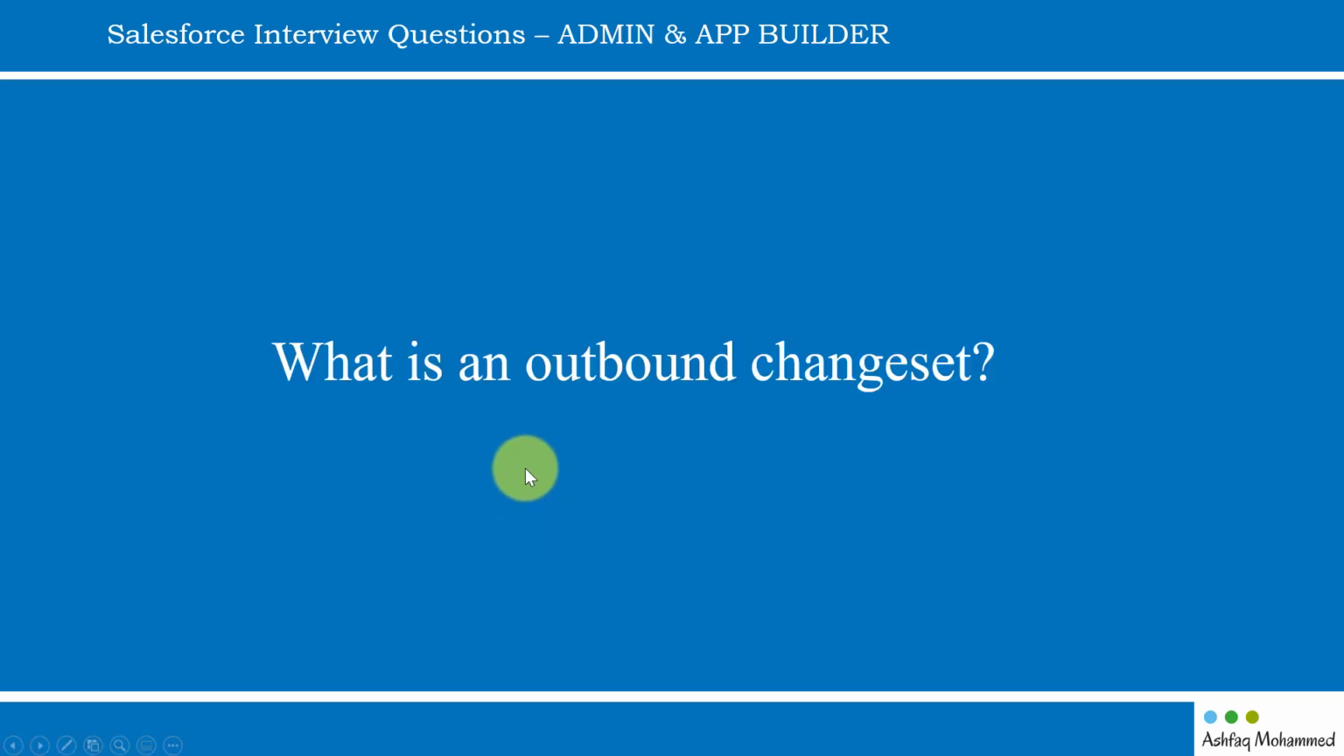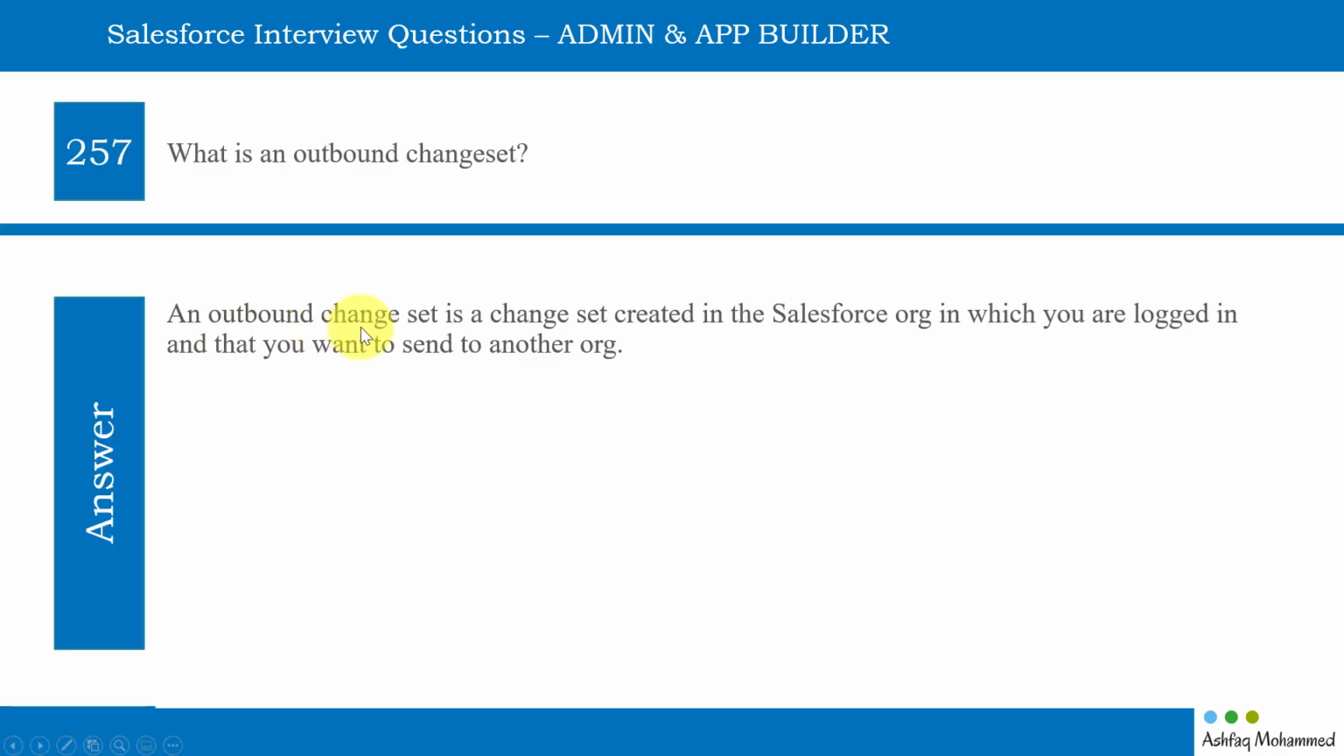Next one is, what is an outbound change set? I've said that we can use change sets. This is out of the box in Salesforce. We have outbound change sets as well as inbound change sets. So let's go and see what an outbound change set is. An outbound change set is a change set created in the Salesforce org in which you are logged in and that you want to send to another org.